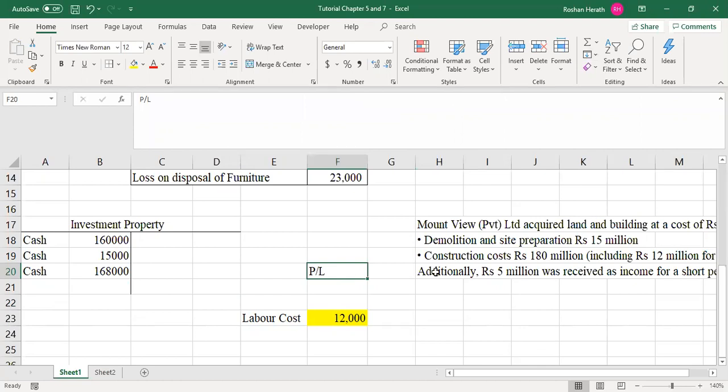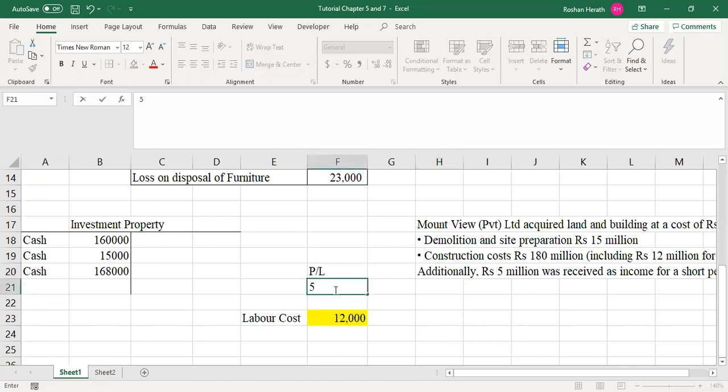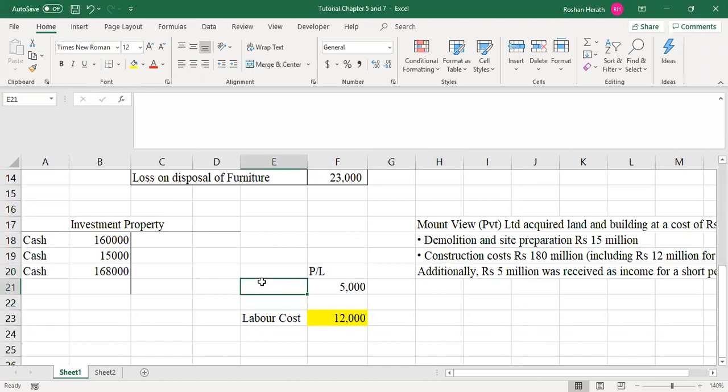So it does not have any relationship to the investment property. It is simply other income. So if you have that rupees 5 million, that must be recognized as other income. Other income, right? 5 million.